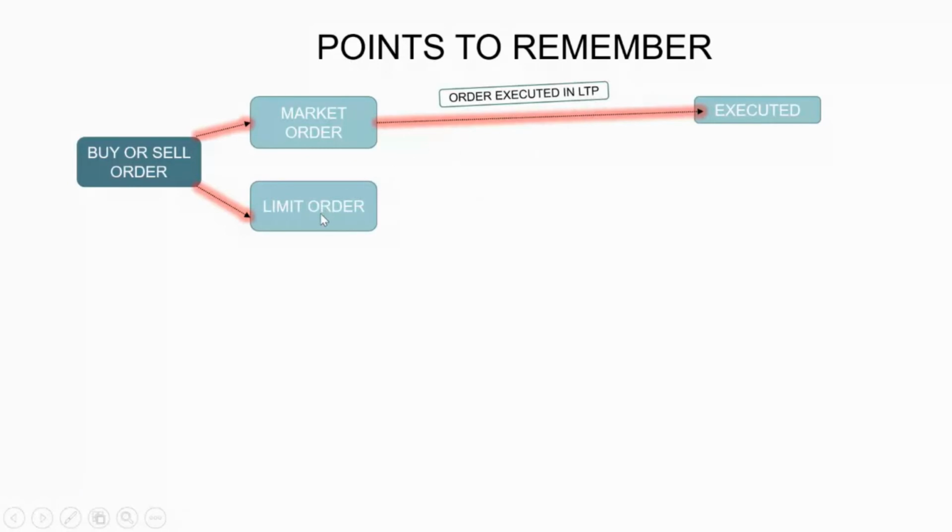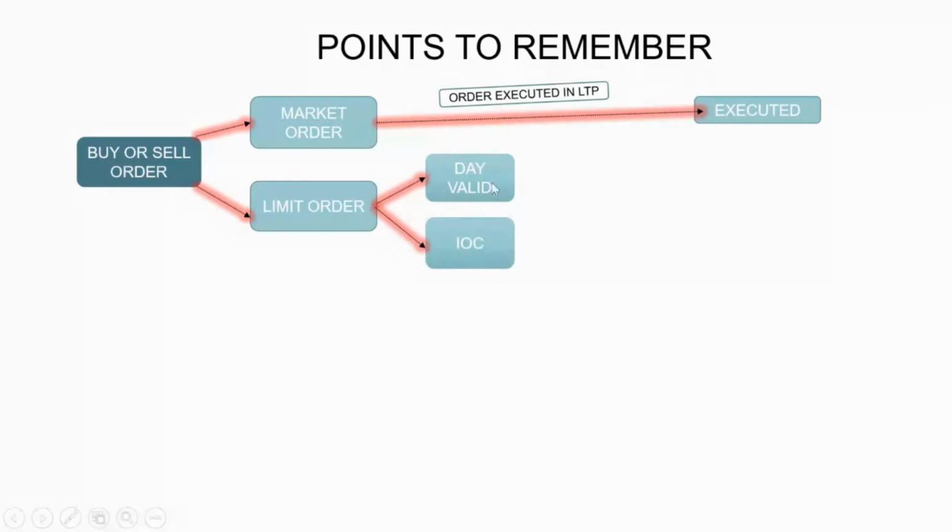Isn't that right? When you place a limit order, you will also be asked for the validity of your order. This means how long you want your order to wait to match your order price with the market price. You can choose a day or IOC.